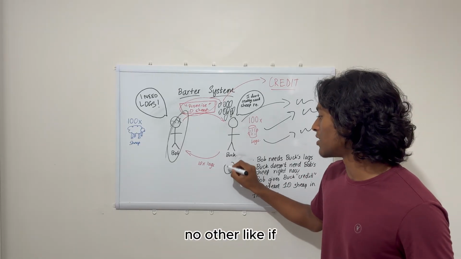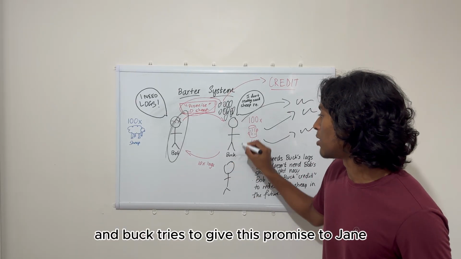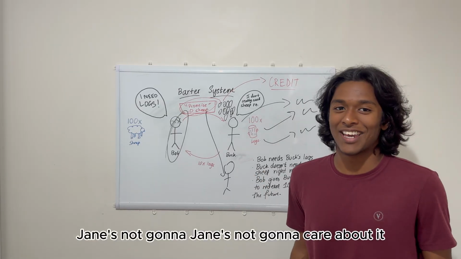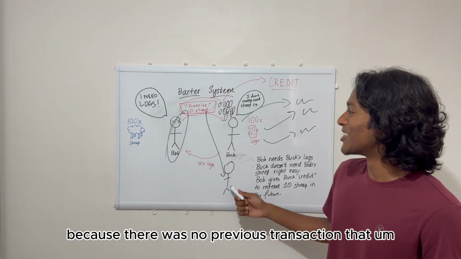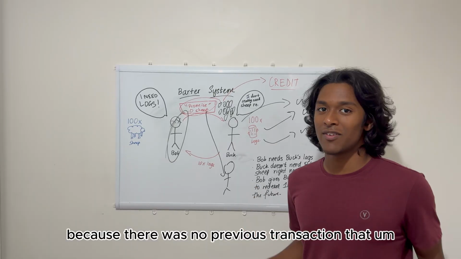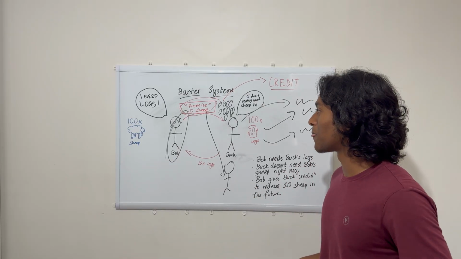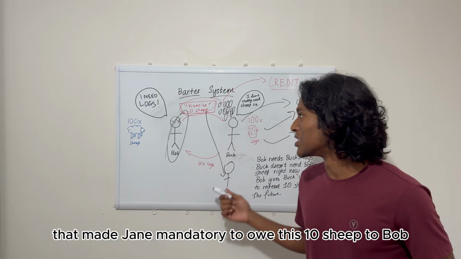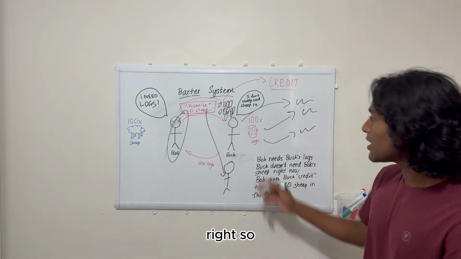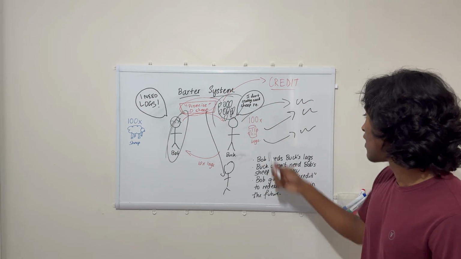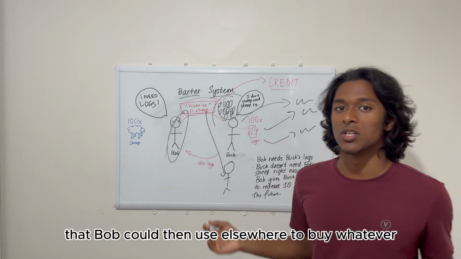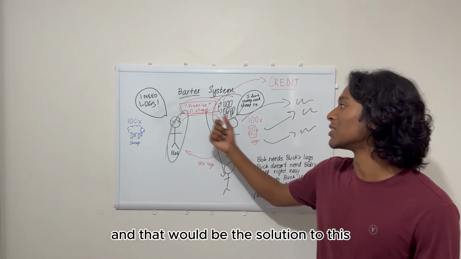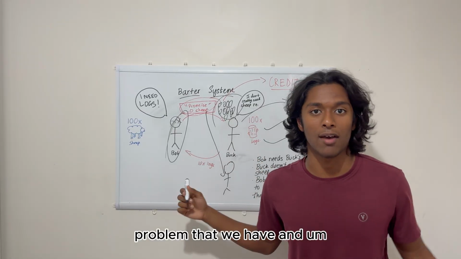If we have Jane over here and Buck tries to give this promise to Jane, Jane's not going to care, because there was no previous transaction that made Jane obligated to owe these 10 sheep to Bob, right? So what if there was a universal item that Buck could use elsewhere to buy whatever else he wants? That would be the solution to this problem that we have.